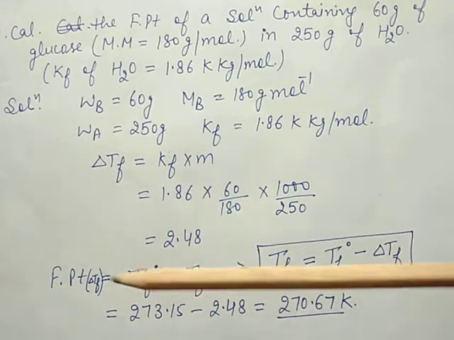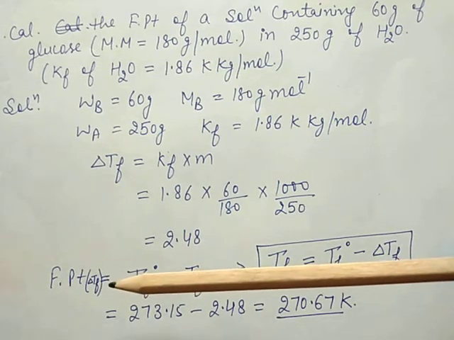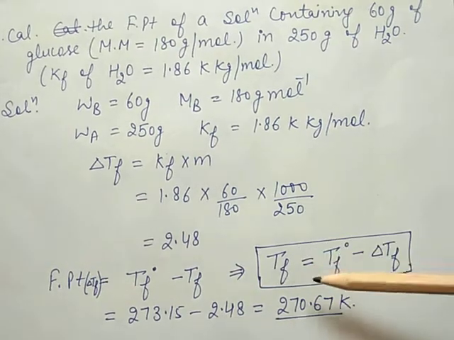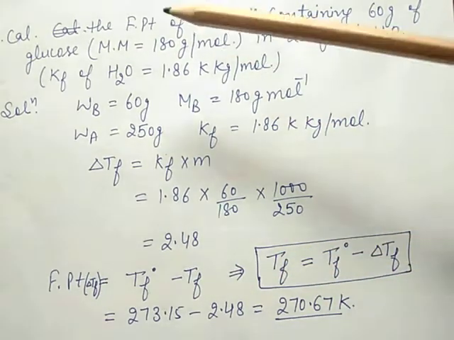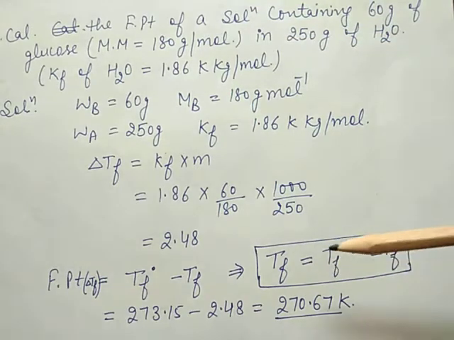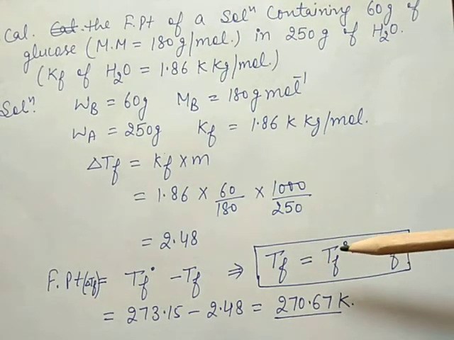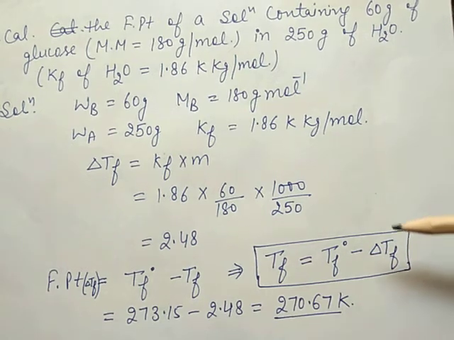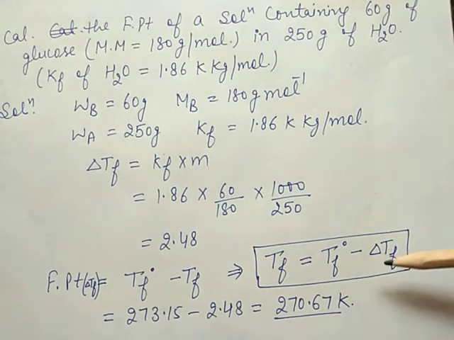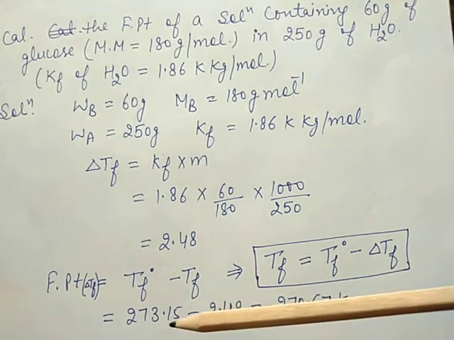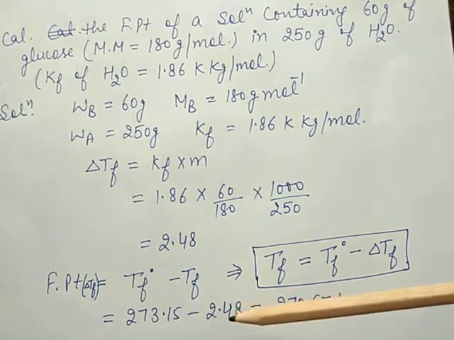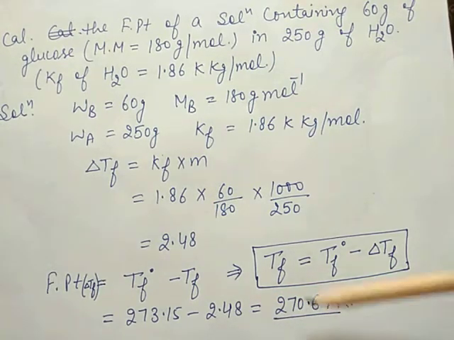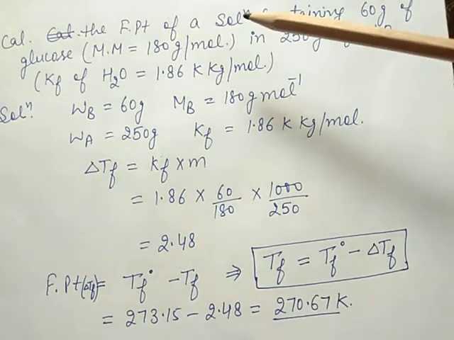After calculation, this answer is 2.48 Kelvin. The depression in freezing point delta Tf is equal to Tf naught minus Tf. Here Tf, the freezing point of solution, can be calculated, equal to the freezing point of pure solvent minus the depression in freezing point. Putting this value here, 273.15 minus 2.48, is 270.67. This is the freezing point of the solution.